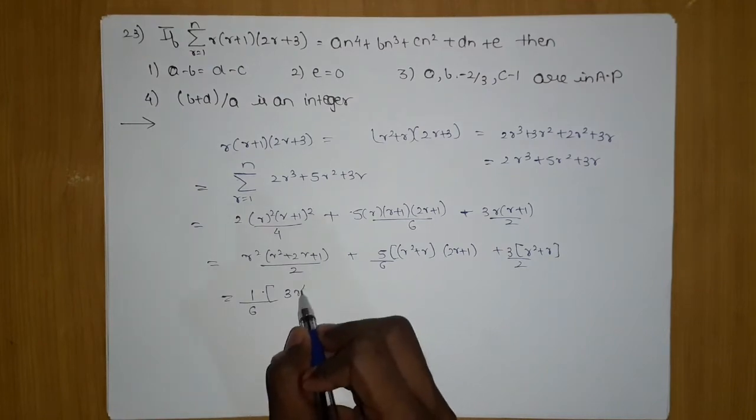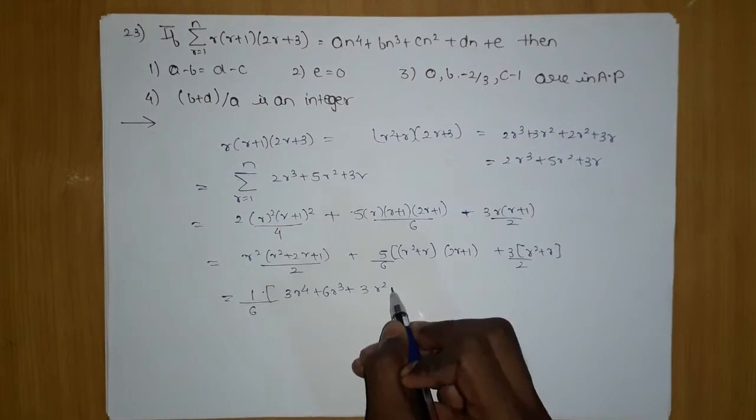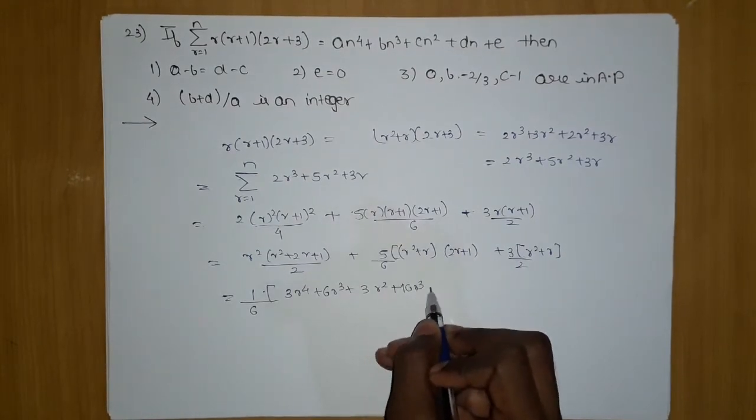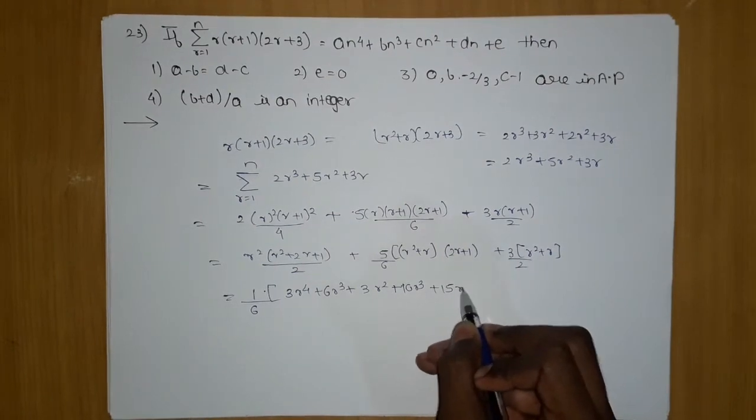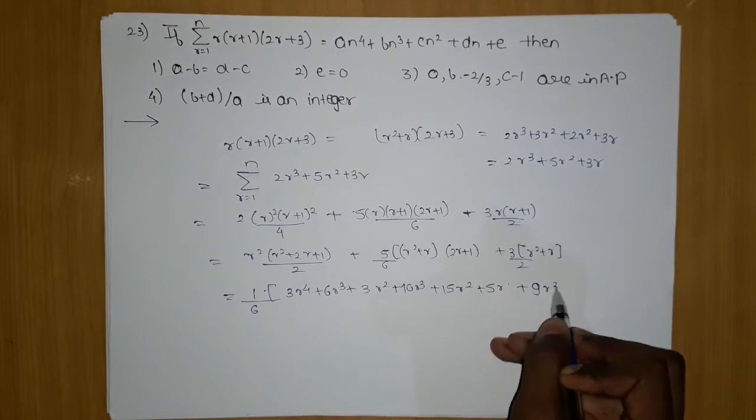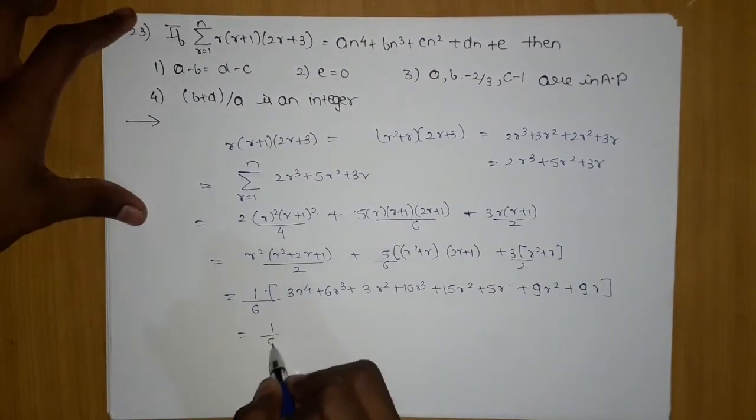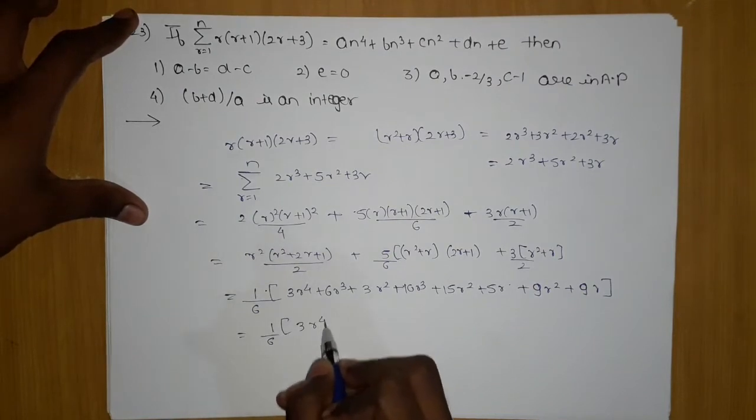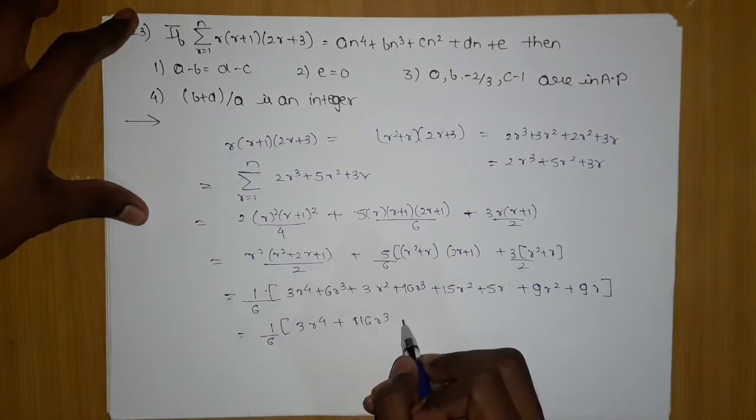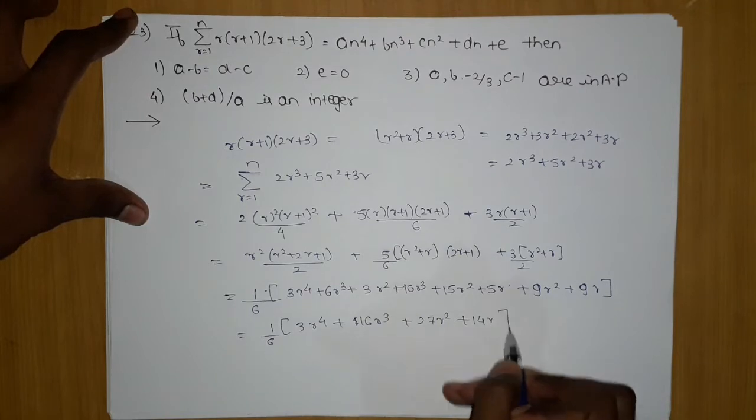3n power 4 plus 6n cube plus 3n square plus 10n cube plus 15n square plus 5n plus 9n square plus 9n. Now if I add them, what I'm getting finally is 3n power 4 plus 16n cube, sorry, 16n cube and 27n square and 14n. This is what I'm left with.